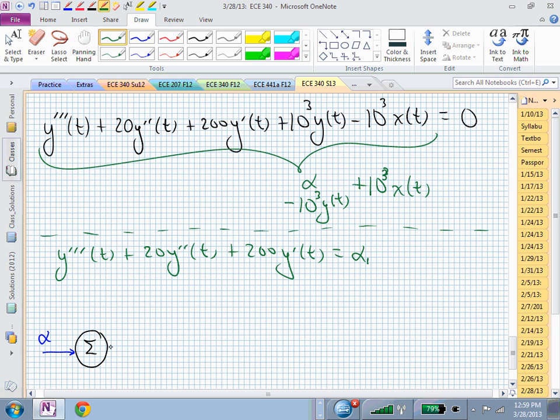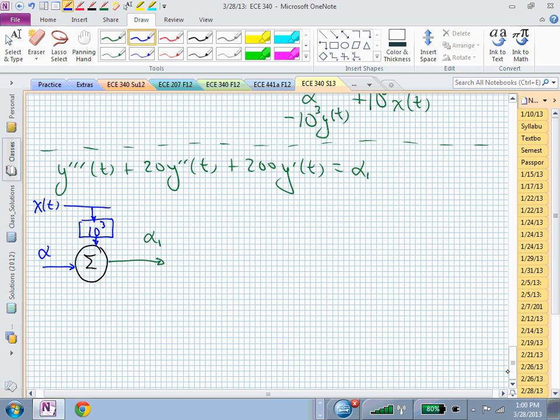I'm now saying I want this signal to be alpha 1. But how do I build alpha 1? Well, I take 0 and I subtract 1,000 of the outputs plus 1,000 of the inputs. And I said I had access to those. So what I can do is take the input, x of t, scale it by 1,000, and put it into that summing junction as an input.